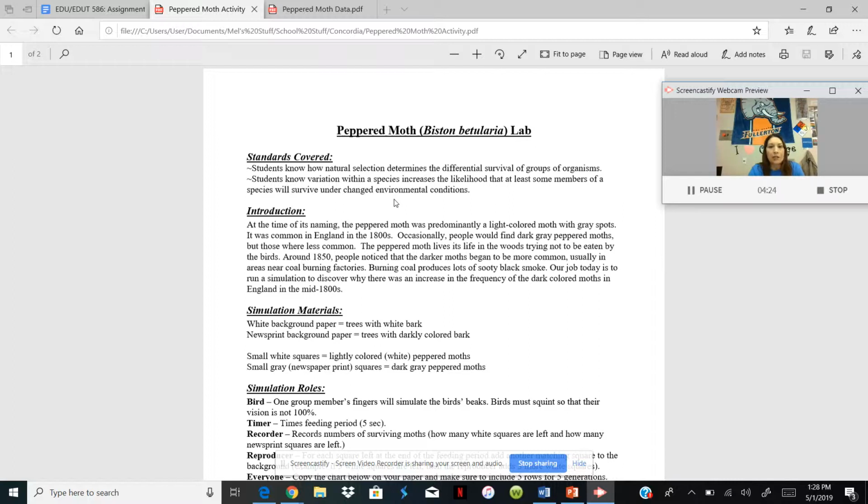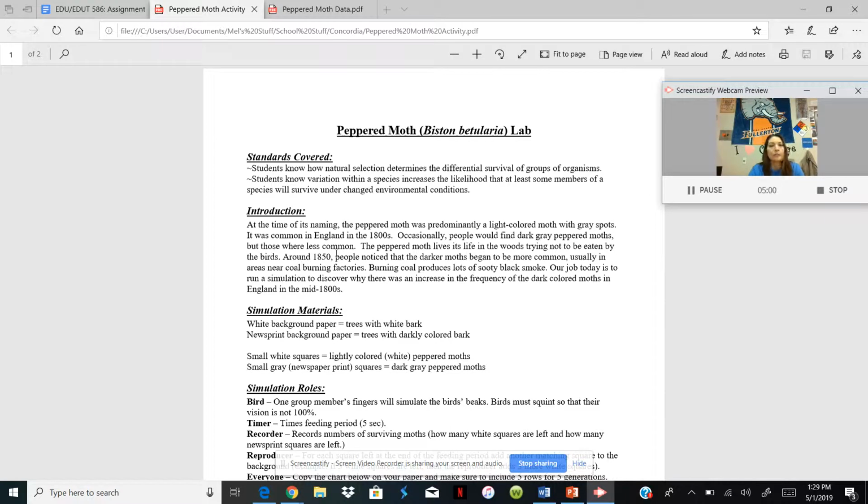So some background information. The peppered moth lives in England, and it has two varieties. There is a light colored moth with gray spots, and then there's a dark gray peppered moth. In the early 1800s, the light colored moth was more predominant because it would blend in with the bark that it would sit on, not making it noticeable to predators. However, after 1850, the darker moths became more prevalent.